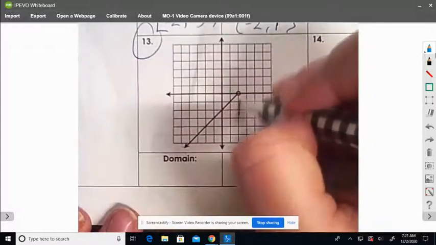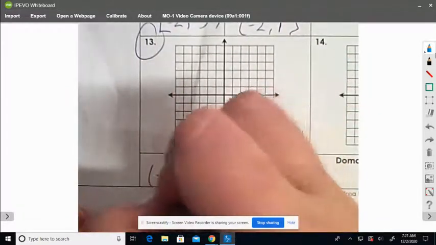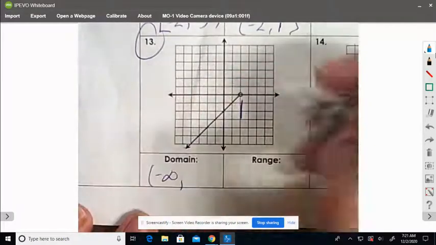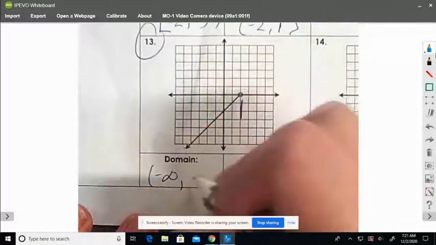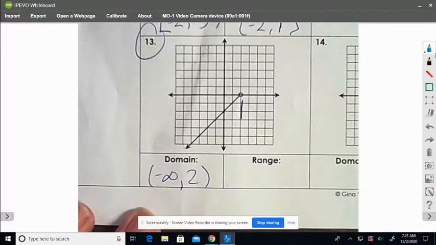Okay, last one here. Domain is going from here, and then it goes infinitely left. So left would be negative infinity. I always have a parenthesis with my infinity symbols, and then it stops over here at x equals 2, and that should also be a parenthesis because it's an open circle.